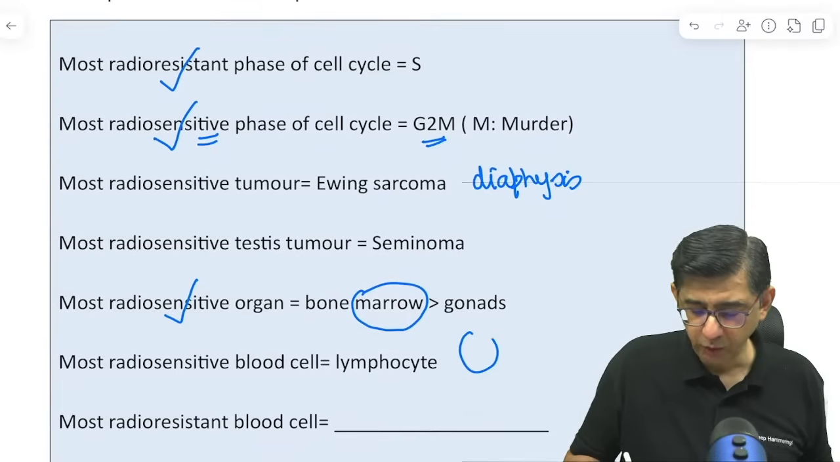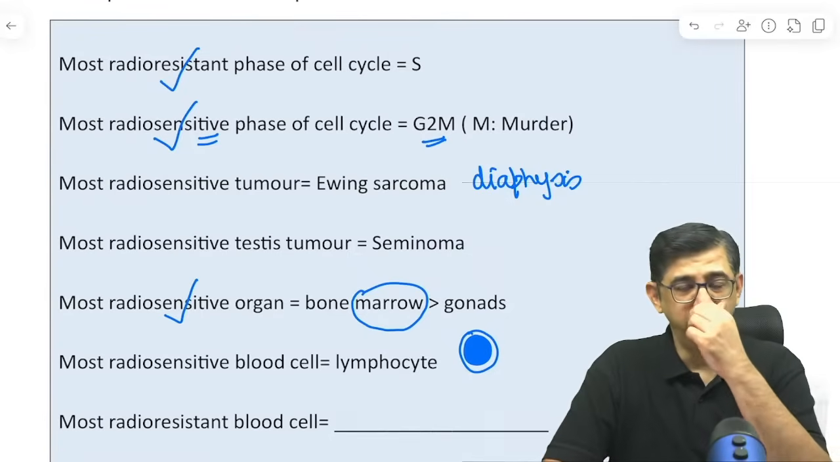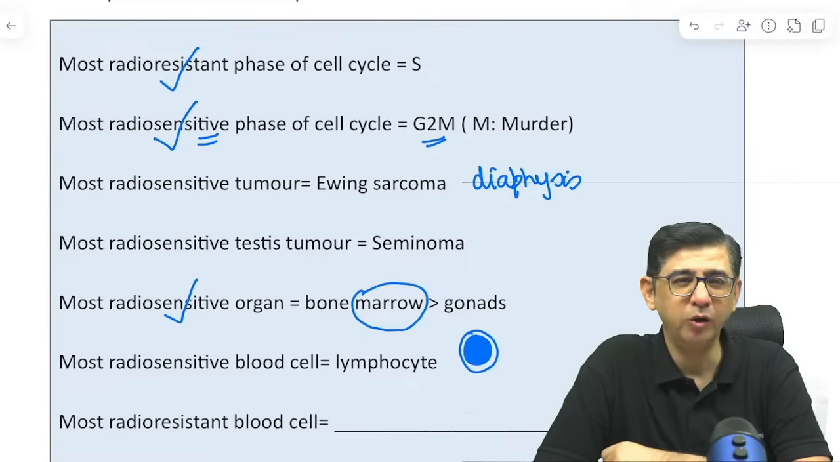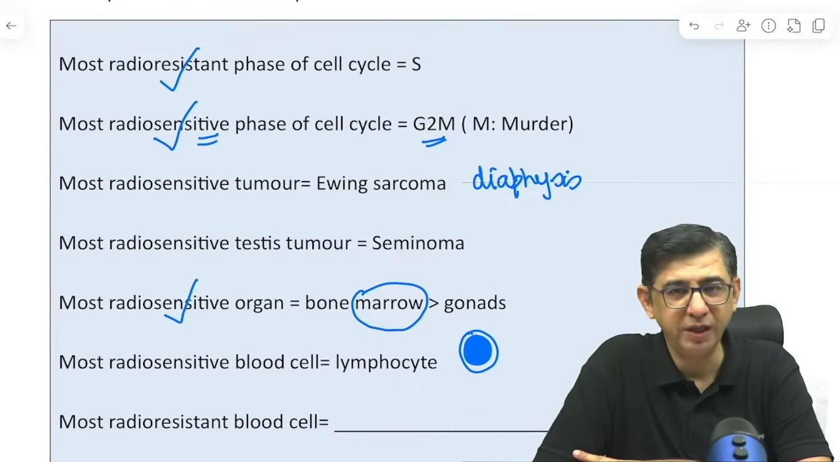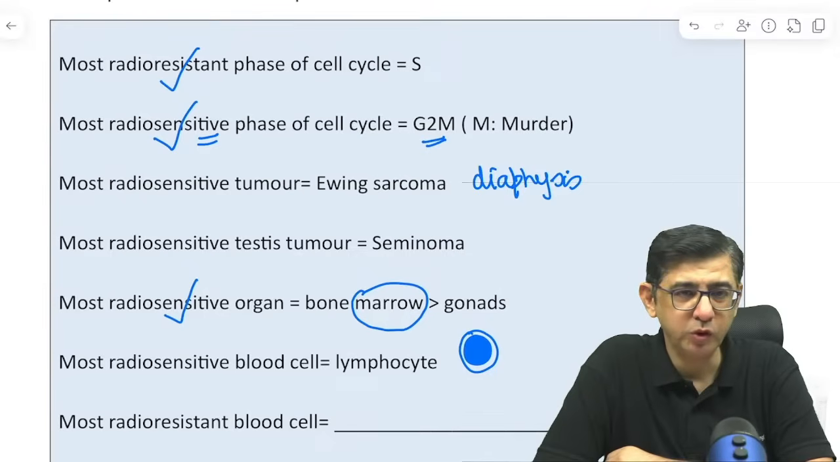क्यों? क्योंकि उसका न्यूक्लियस बहुत बड़ा होता है. Bigger is the nucleus, more will be the susceptibility. जो lymphocyte होता है, उसका जो सेल होता है, जो उसका न्यूक्लियस होता है, that will be covering almost more than 80-90% of the total cell diameter. So considering a lot of DNA, considering a big nucleus, it will be most radiosensitive.